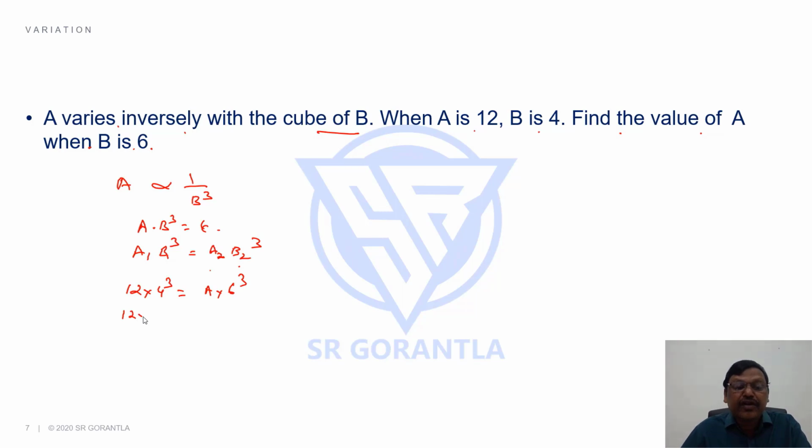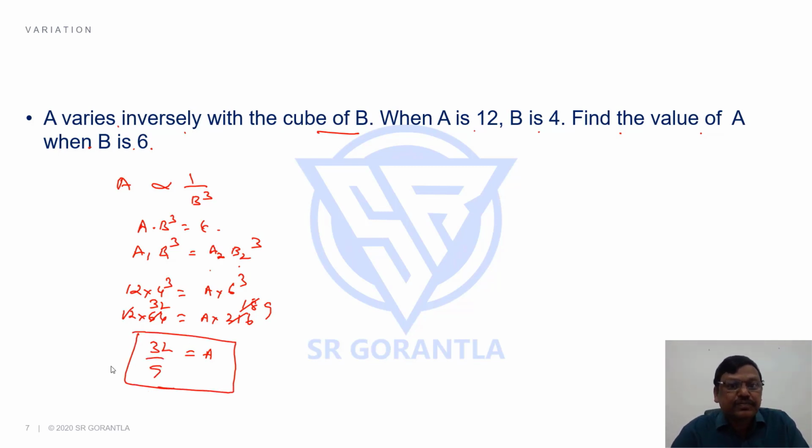If you simplify, 12 into 64 equals A into 216. 12 ones, 12 18s. We can say that it is 2 9s to 32s. So we can say A equals 32 by 9.